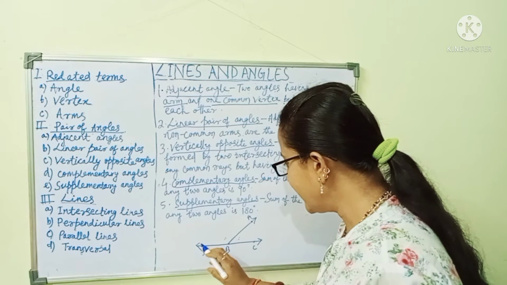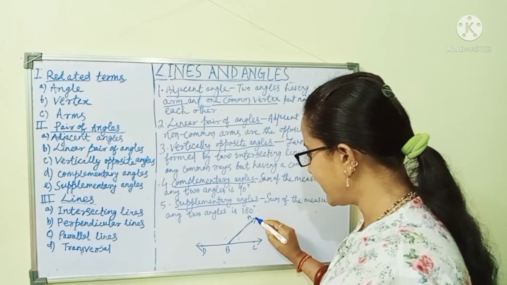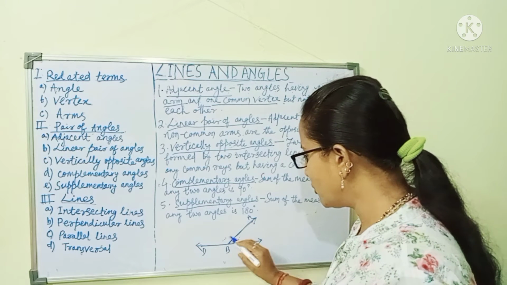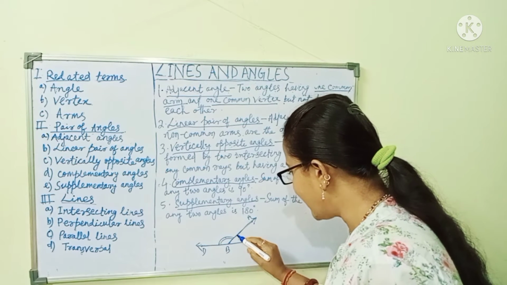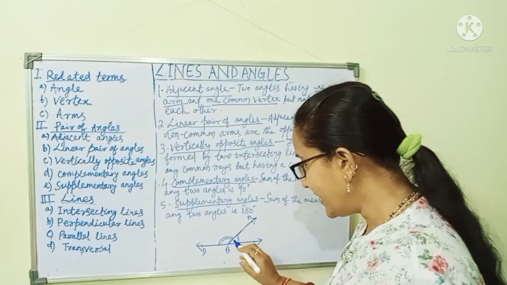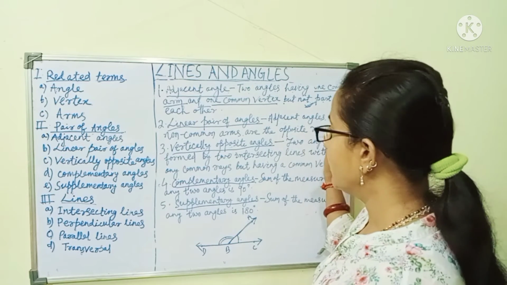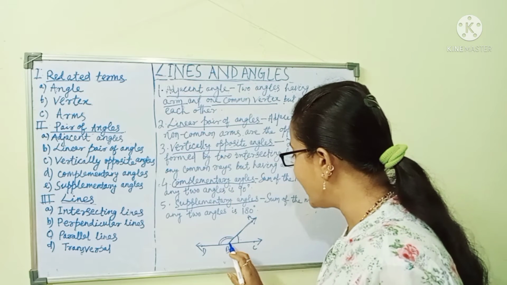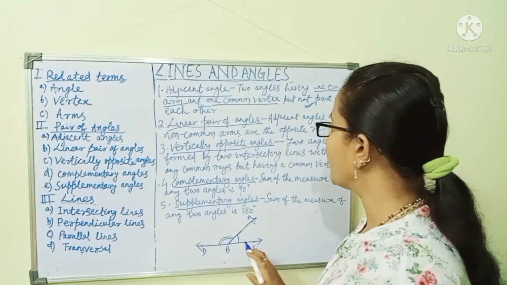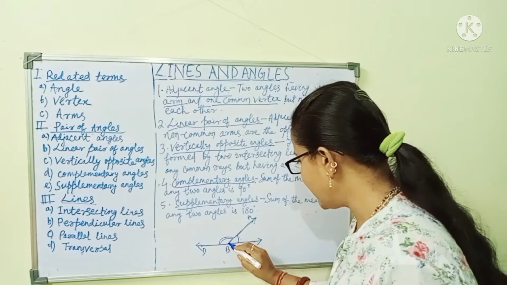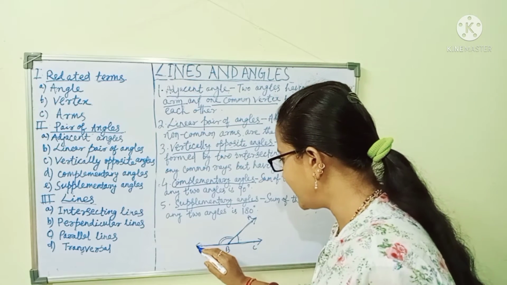BC and BD are the non-common arms, because AB is the common arm. These two angles are adjacent angles. This angle is adjacent to this angle. But here these two adjacent angles have non-common arms just opposite to each other. These are the opposite rays. BC is opposite to BD.